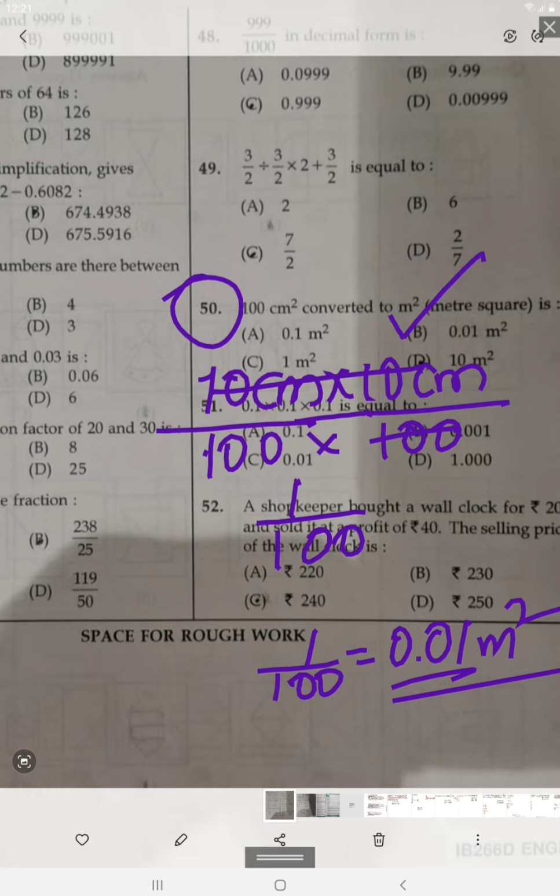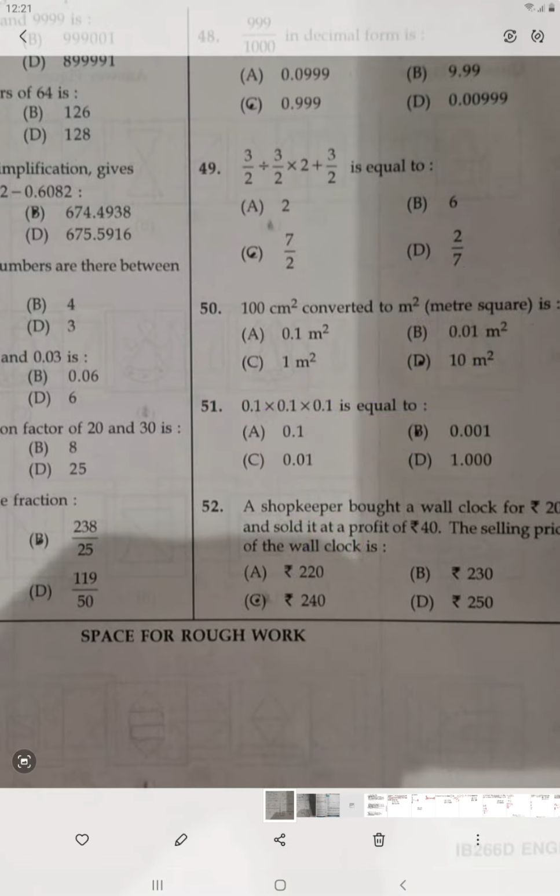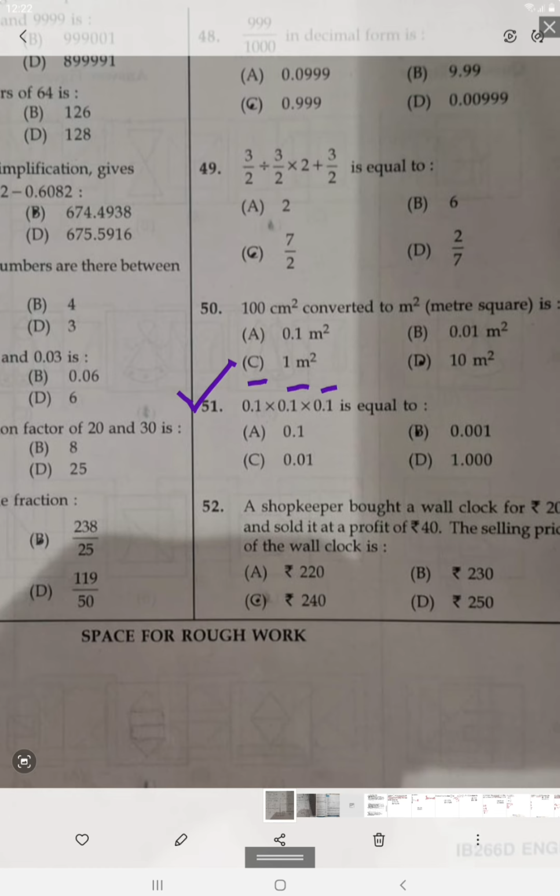Let us move on to question number 51. Here you just have to multiply 0.1 by 0.1 by 0.1. 1 into 1 into 1 is 1 only. After the decimal point, how many numbers are there? It is 1, 2, 3. That means after the decimal point there are 3 numbers including 1. So 0.001 is the right answer. B is the right one. Let us move on to question number 52.